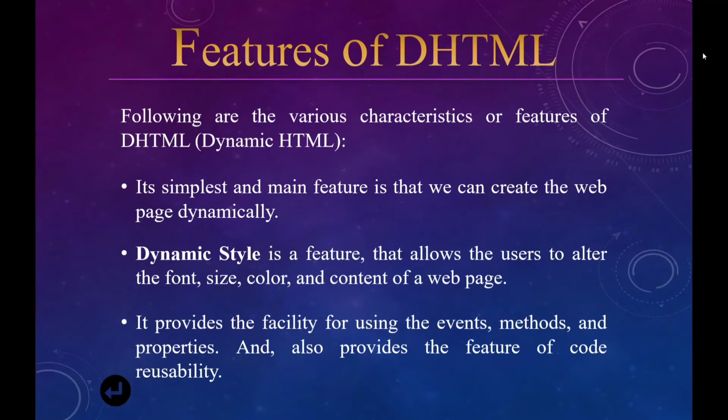The second feature is dynamic style. It allows users to change or alter the font size, color and content of the web page based on the user requirements. It provides the facility of using events, methods and properties. Dynamic HTML uses events, methods and properties. It provides the facility for using all these features, and it also provides the feature of code reusability.